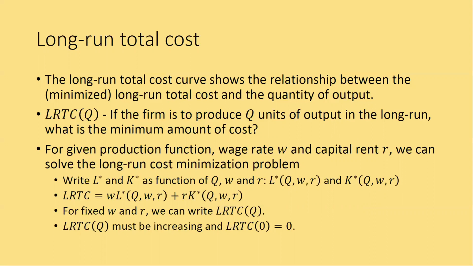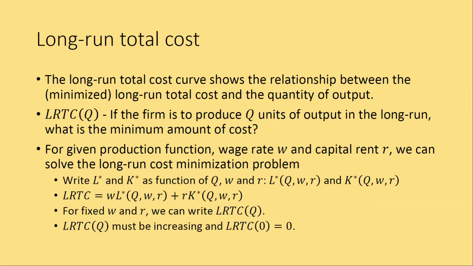So the long run total cost curve tells us the relationship between the minimized long run total cost and the quantity of output. We emphasize that the total cost here is the minimized total cost. It tells us that if the firm wants to produce Q units of output, what is the minimum amount of cost the firm must pay. This is based on the idea that we can solve this general problem.